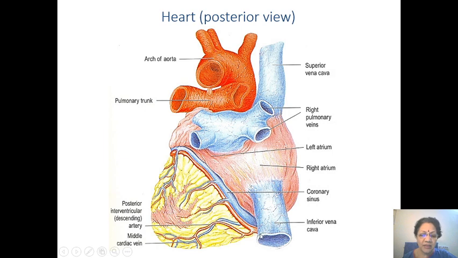And you see that the circumflex has come behind and given this downcoming branch, which is called the posterior interventricular or descending artery, accompanied here by the middle cardiac vein. So the middle cardiac vein is on the back side, and the posterior interventricular artery or descending artery, PDA, posterior descending artery, is on the back of the heart.